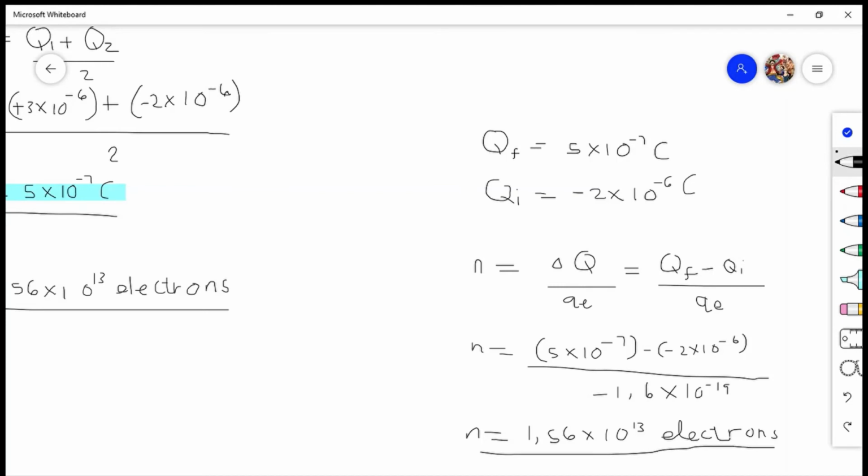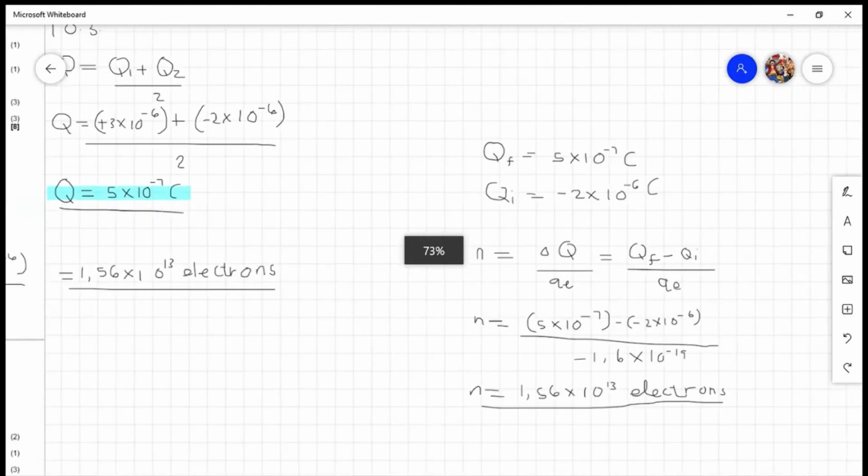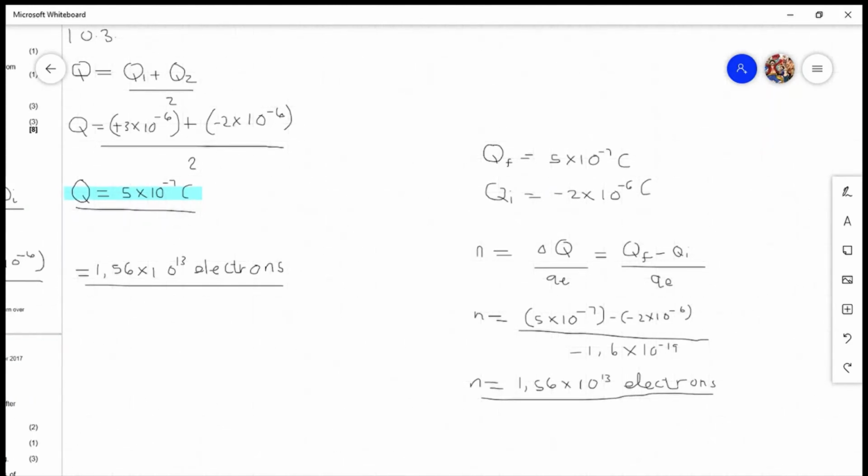So whether we use sphere B or sphere A, we still get the same answer. So to conclude, there is a total of 1.56 times 10 to the power 13 electrons that is transferred from sphere B to sphere A when they touch.